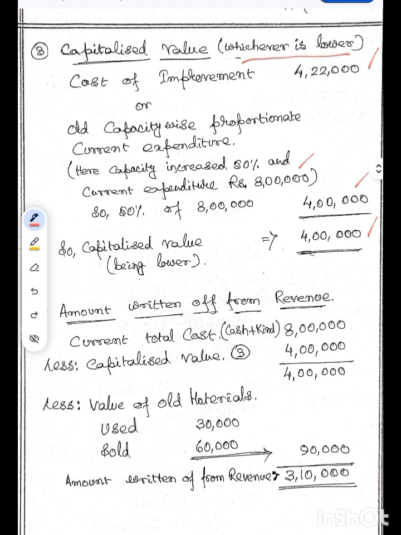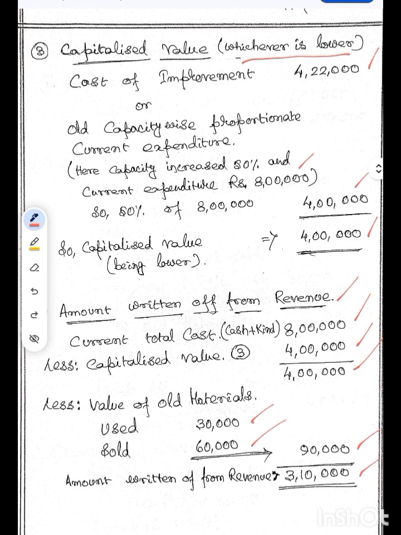Next, come to our fourth calculation, that is amount written off from revenue. Here the current total cost is 8 lakhs, as already considered, and from calculation number 3 we got the capitalized value as 4 lakhs. So 4 lakhs is the balance, and from that we deduct the 30,000 value of old material used and the 60,000 that has been sold, that means 90,000. So the amount written off from revenue is 3,10,000.